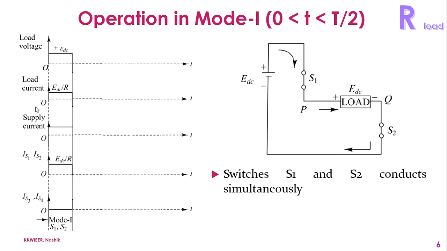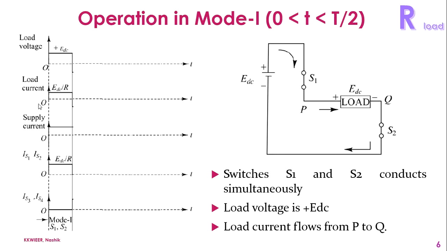The switches S1 and S2 conduct simultaneously and the load voltage across the line PQ will be positive EDC. Thus the current will flow from P to Q. As the EDC positive terminal is here, negative is here, and S1 and S2 are closed, the current will flow in this direction, P to Q.